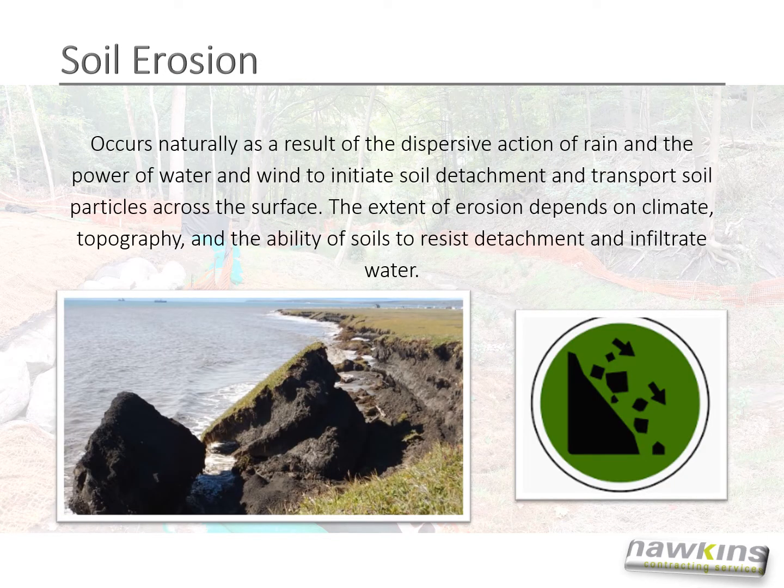Erosion. Soil erosion occurs naturally as a result of the dispersive action of rain and the power of water and wind to initiate soil detachment and transport soil particles across the surface. The extent of erosion depends on climate, topography, and the ability of soils to resist detachment and infiltrate water.